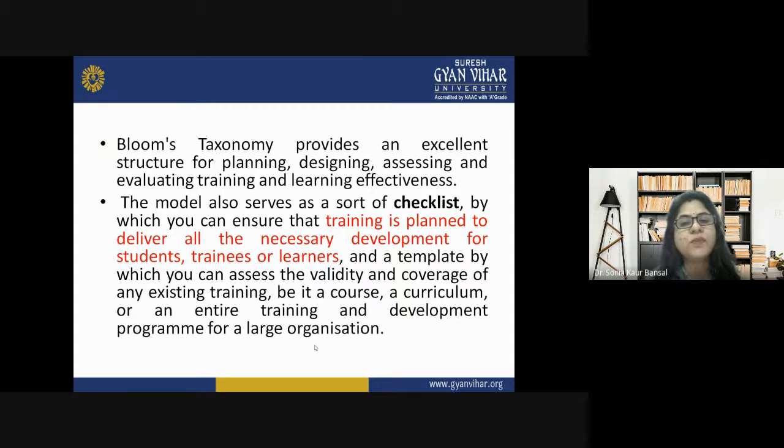So, Bloom's taxonomy provides an excellent structure for planning, designing, assessing, and evaluating training and learning effectiveness. As I have told you, this model also serves as a sort of checklist by which you can ensure that training is planned to deliver all the necessary development of students, trainees, or learners, and a template by which you can assess the validity and coverage of any existing training, be it a course, a curriculum, or an entire training and development program for a large organization.